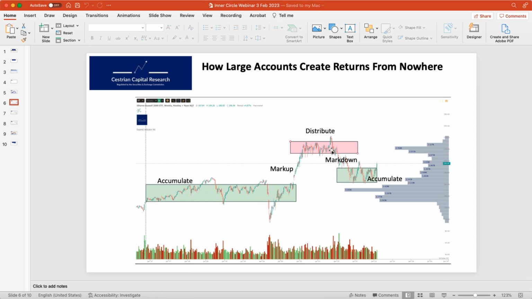The IWM runs up, and during this phase, which is basically all of 2021 here, if you go on the internet you'll see extensive debate about whether this is an accumulation or a distribution phase.